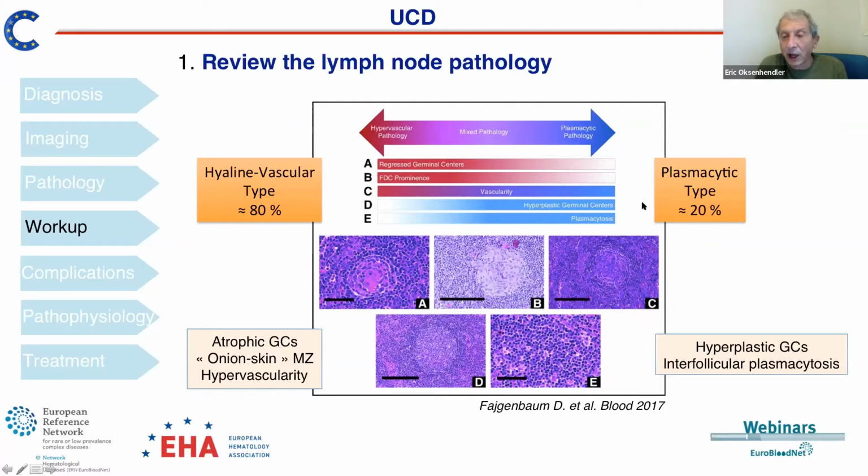And on the other edge, the plasmacytic type, present in less than 20% of the patients, where you can find hyperplastic GCs and interfollicular plasmacytosis, which are not really pathognomonic of this disease. This could be observed in many other diseases, as you will see when we discuss IMCD in the next webinar.